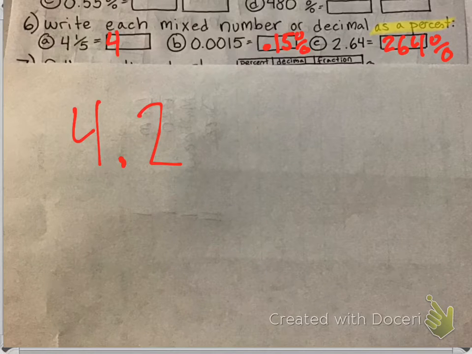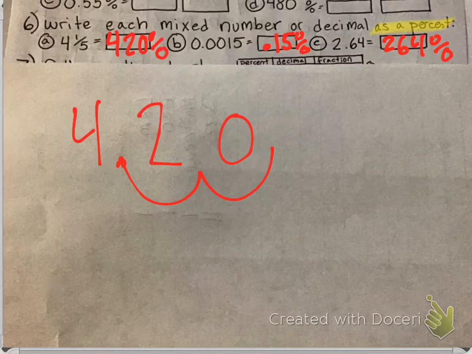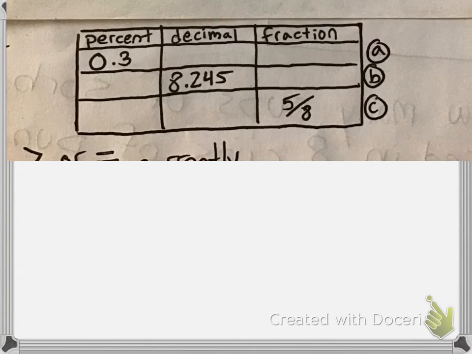We move it over. 1, 2. We get 420%. Excellent. As a decimal, same thing. We move it away from the percent sign. 1, 2. We get 0.003. To make this next one a percent, we move it 1, 2. We get 824.5%. Excellent.